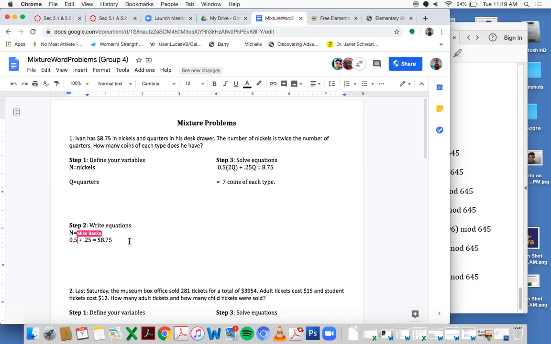Oh, wait. I see. So the 5 cents should be 0.05. Okay, not just 0.5, right? Because 5 cents. Good. And that carries up to that equation there too. Okay, so 0.05. All right, cool.